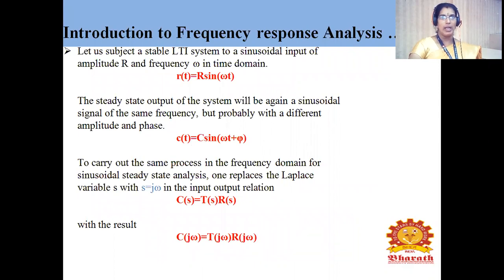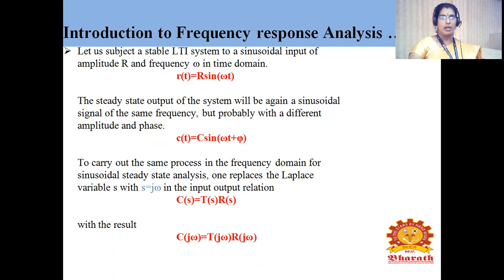Next, we'll move on to the representations or equations, how we are going to give it in frequency domain. If you take a stable LTI system and apply a sinusoidal input of amplitude R and frequency omega in time domain, then the equation can be given as r(t) is equal to R sin(omega t). Here R represents the amplitude, omega represents the frequency, and it is given in r(t). So that is the time domain representation.